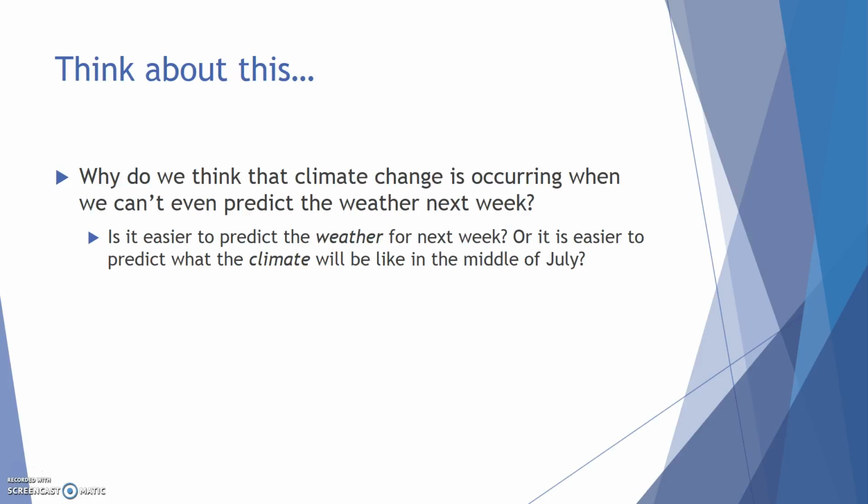And think about if it's easier to predict the weather for next week, so what's it going to be like next Saturday, for example, or is it easier to predict what the climate will be like in the middle of July? And you should see that I've intentionally used the words weather and climate there. Even though we haven't gone into a definition of those yet, we will in the next few slides. It should give you a hint as to what the differences are going to be.